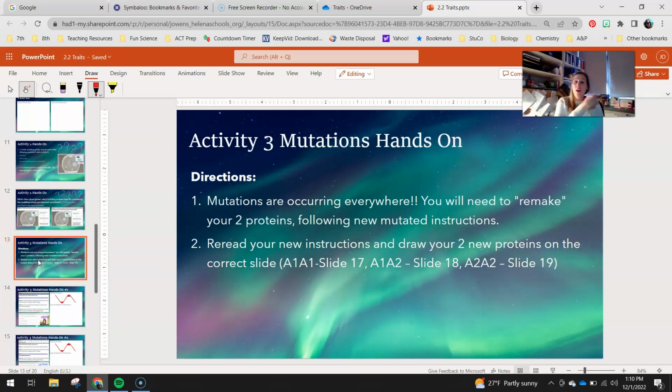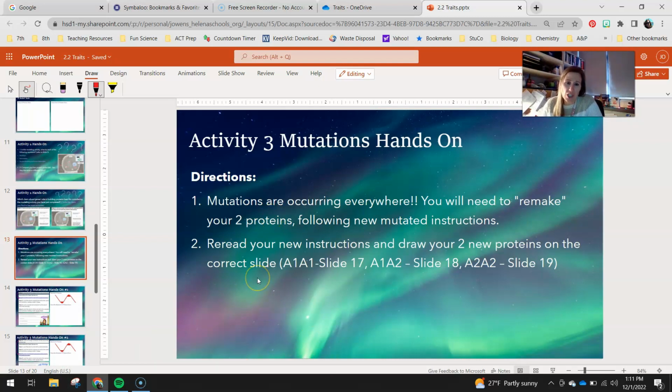All right, moving on to slide 13. This is activity 3, mutations hands-on. It's very similar to what you did in activity 1, except we're taking those 2 copies for the A1 and the A2 protein, and we're going to see different mutations within them. So we're just going to build the protein and see what happens if we were to have certain mutations. We're going to kind of ruin the steps, if you will. There were 4 steps. We're going to tweak one of those steps, and then we're going to see what happens to the protein when we have that mutation occur.